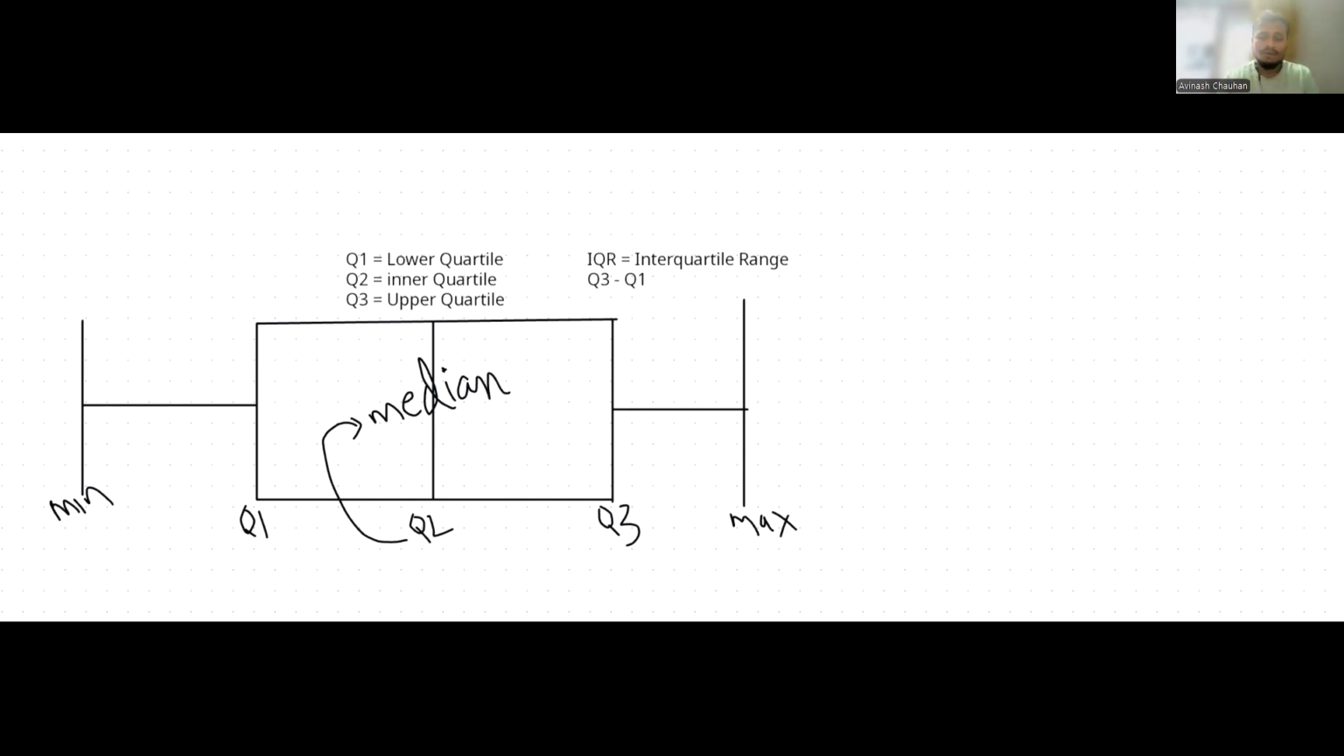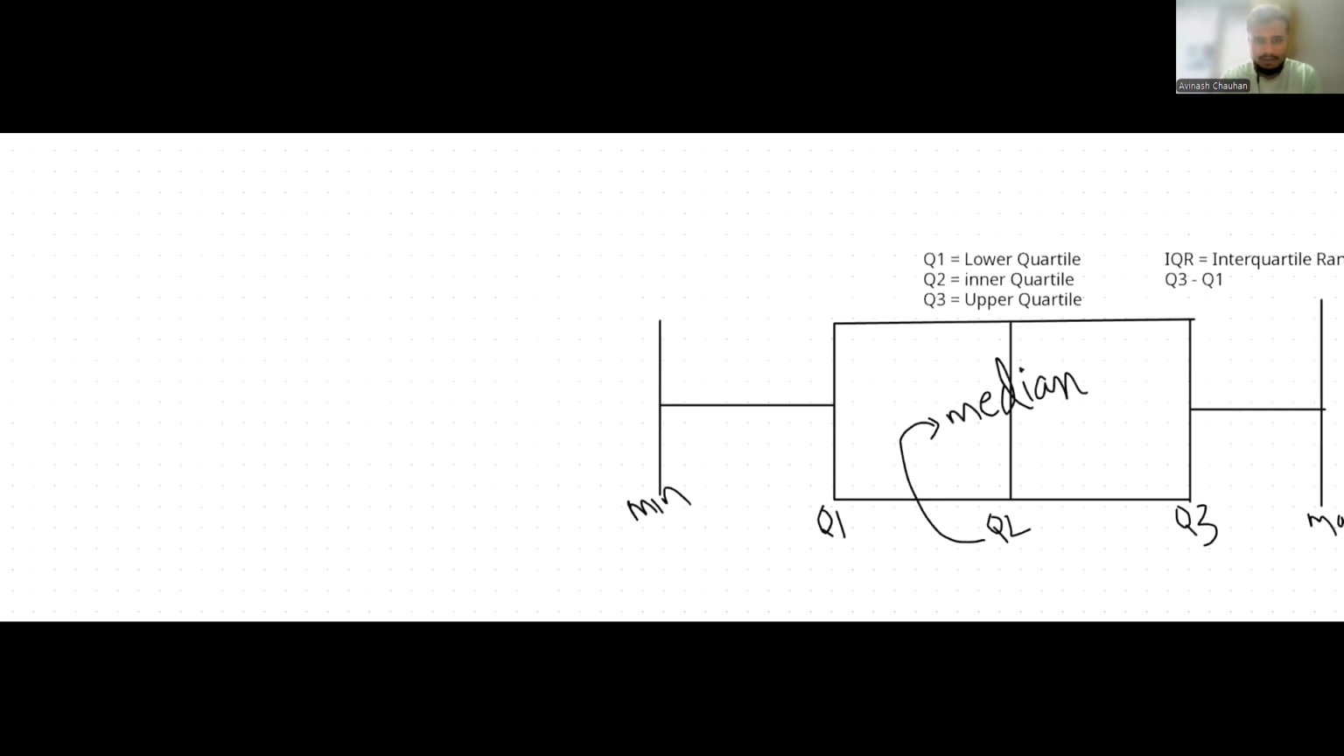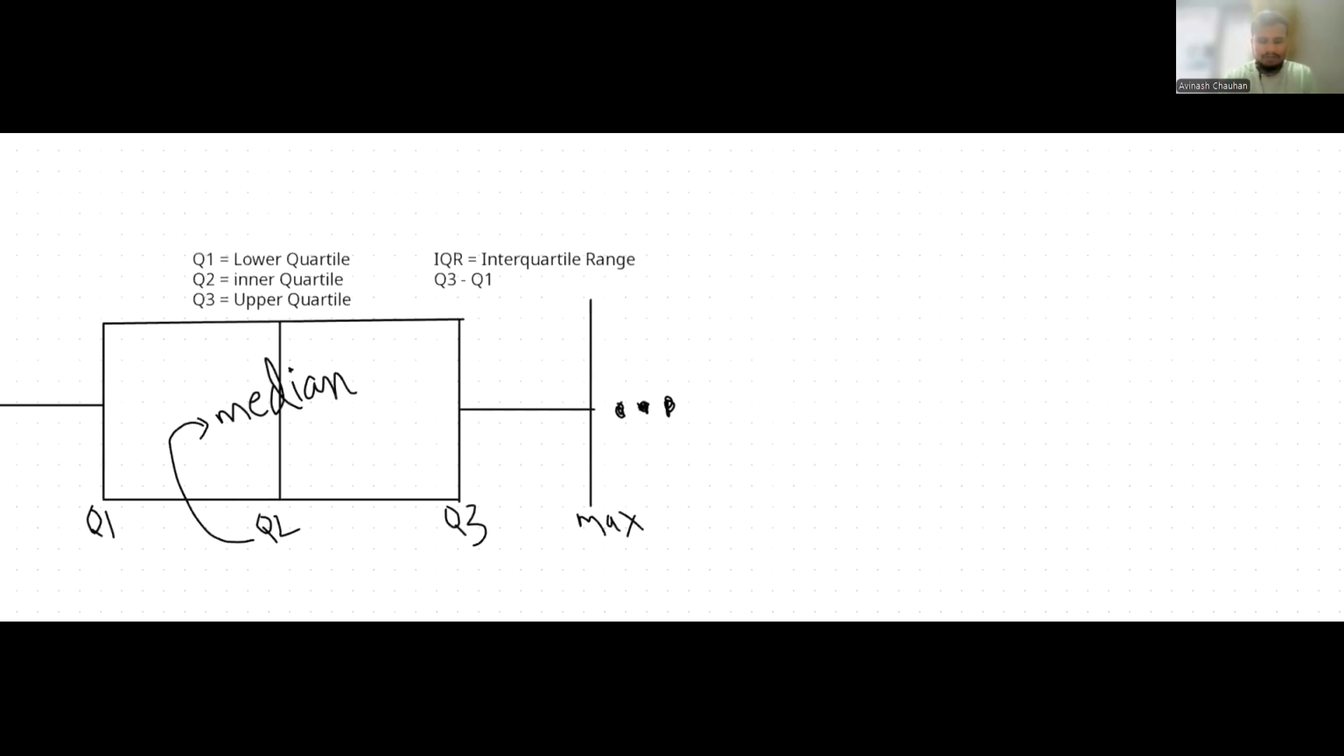And in my previous class, I have showed you that if the value is above maximum, if there is an outlier here, and also if there is an outlier here, and if there are bubbles. So how do we calculate the outlier? How do we calculate the outlier?